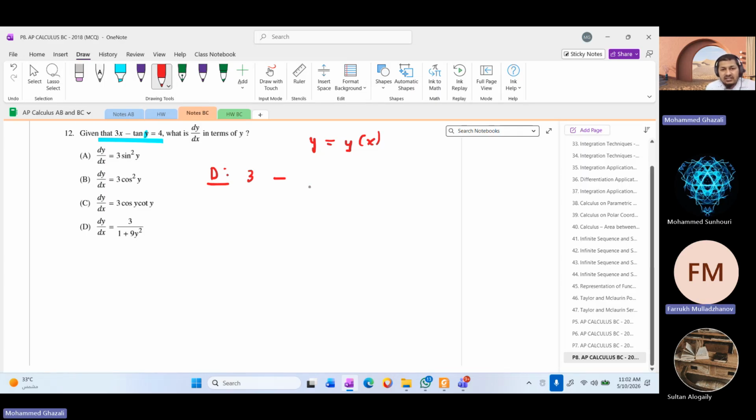Oh, I forgot. Sec 10. Remember the table. So sec squared y times that. What's the derivative of y now? Y prime. Y prime is equal to 0.